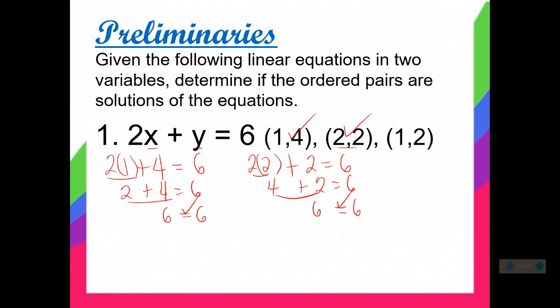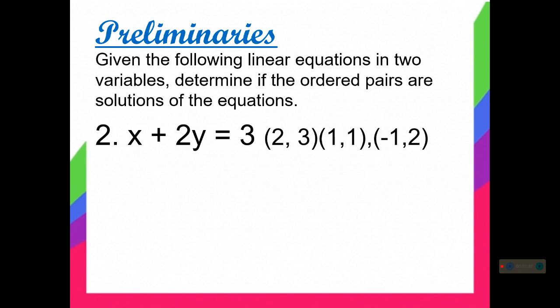How about (1, 2)? We have 2 times our x, which is 1, plus our y, which is 2, is equal to 6. So 2 times 1 is 2, plus 2 is equal to 6. 2 plus 2 is 4, which is not equal to 6. Therefore, (1, 2) is not a solution of the equation. That was number 1. Now let's have number 2.